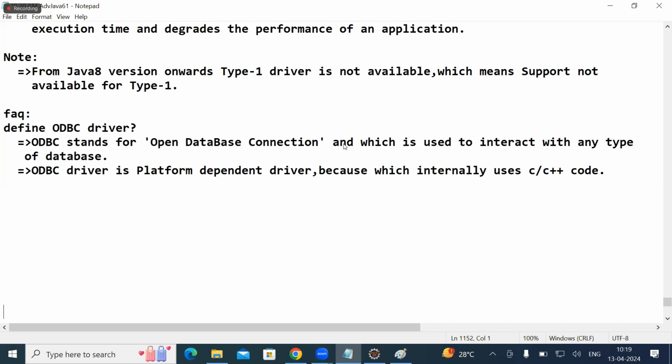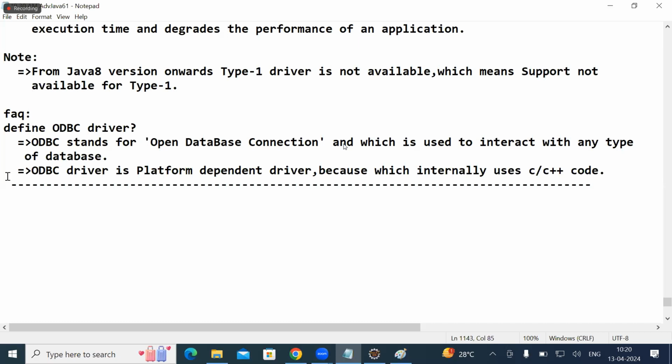But in type 1, one ODBC is coming. If ODBC is coming, it is platform dependent. How can I use a platform dependent driver nowadays? It is not preferable. You would rather remove the support for type 1, because the ODBC driver is a platform dependent driver, which internally uses C or C++ code. All of you clear about this statement? Right. Okay.